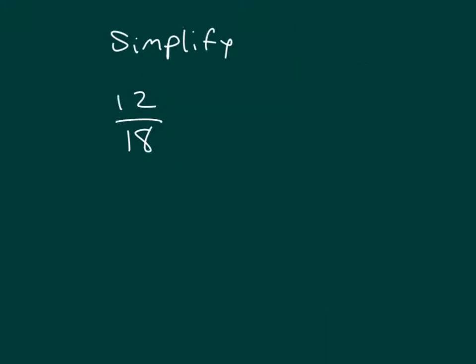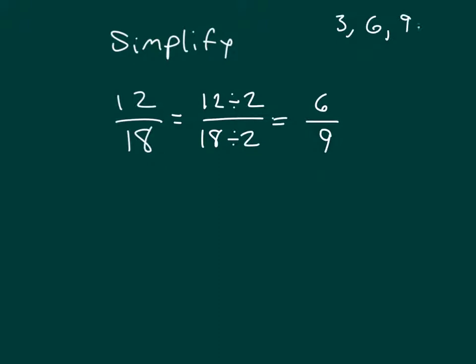Let's take a look at one more problem. It says to simplify 12/18. Well, I recognize that 12 and 18 are both even numbers, so I could start by just dividing by 2 in the numerator and denominator. 12 divided by 2 is 6, and 18 divided by 2 is 9. Now I have 6 and 9. Hey, when I count by 3's, I get 3, 6, 9, and 12. In other words, both of these are divisible by 3. So I'll take one more step and go 6 divided by 3 and 9 divided by 3. 6 divided by 3 is 2, and 9 divided by 3 is 3.